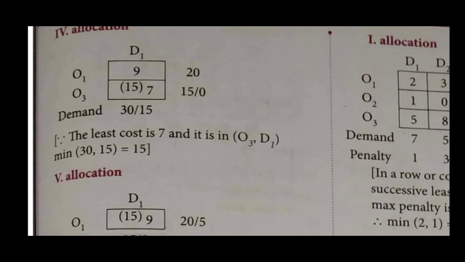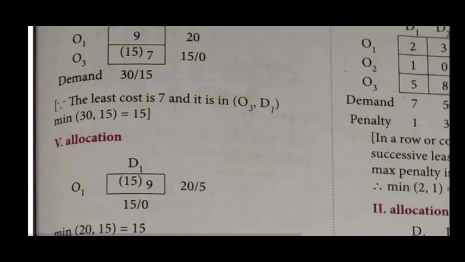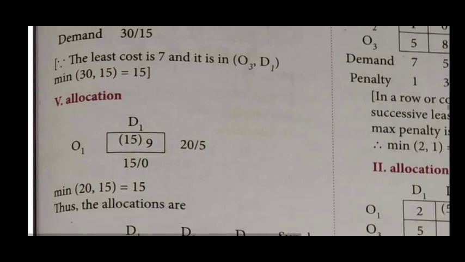Okay, so in this, 7 is the minimum cost, the least cost. Therefore 7 lies in D1 and O3. Therefore the minimum of 15 and 30 is 15. So 15 is subtracted. We are getting 0 in the O3 element. Therefore the remaining thing is O1. O1 is 15, 9. Okay, now the minimum of 20 and 15 is 15. So we allocate 15 to that.